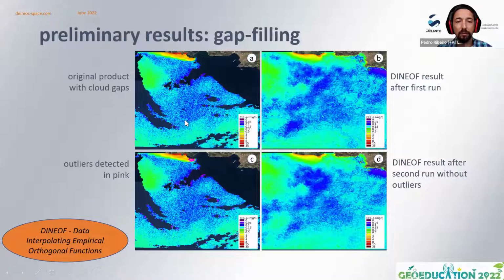Here is a preliminary result of gap filling. So we are using DINEOF. It's quite a proven algorithm for interpolation, gap filling, and eliminating the problem with clouds. The only particularity here is that once we apply it the first time, we detect some outliers caused by the interpolation. So we have to remove the outliers, which are depicted here in pink, and then we apply DINEOF again. And that way we have better, more coherent results. That's for the gap filling phase.